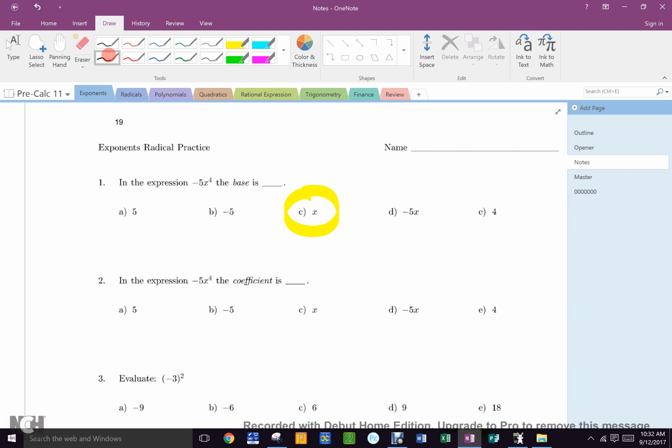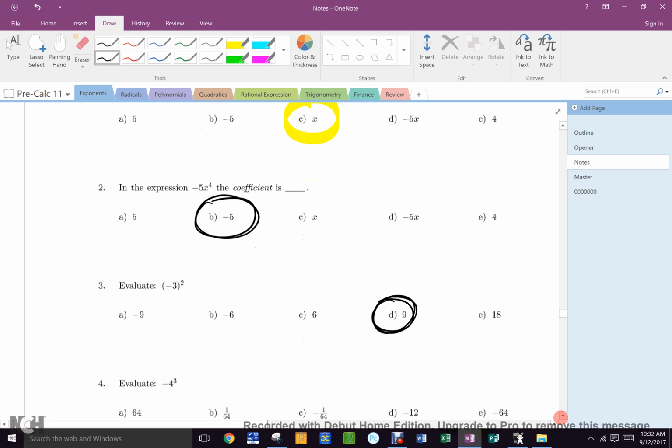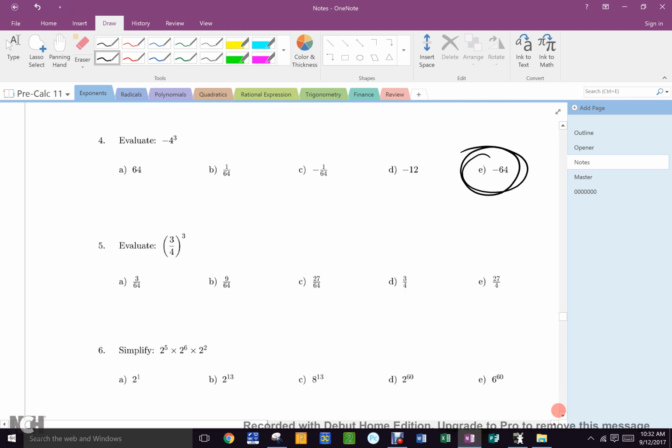Who would like to give me an answer for 2? B. Who would like to give me an answer for 3? D. Who would like to give me an answer for 4? E. Who would like to give me an answer for 5? C. And who would like to give me an answer for 6? B.